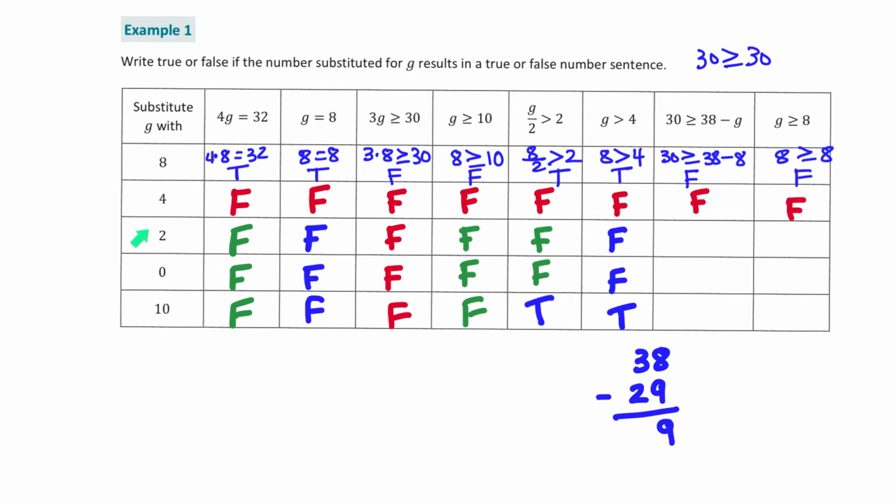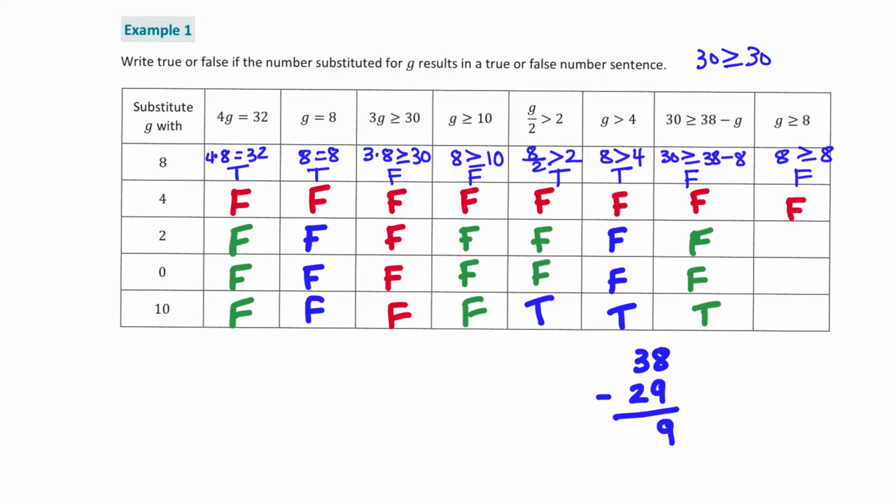We have a 2, we have a 0, and we have 10. So 10 is the only number that is going to make this to be true. So this is false, false, false, and true.